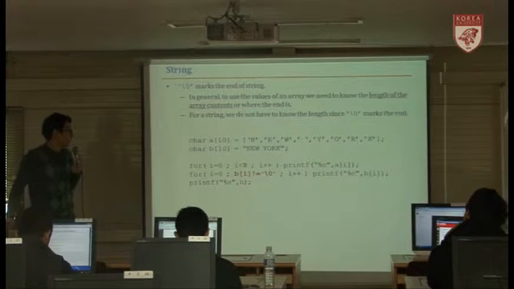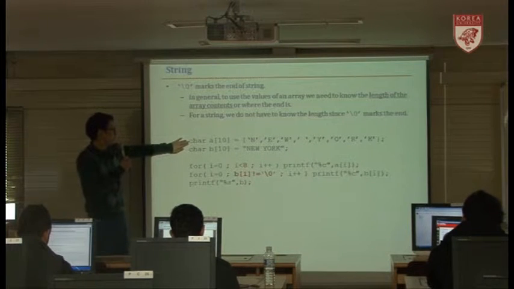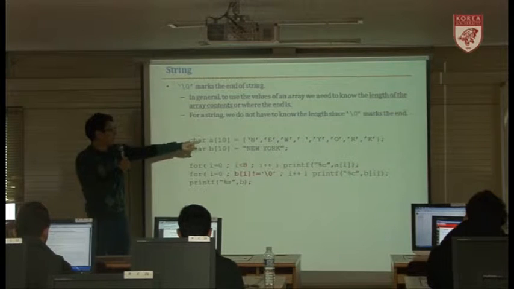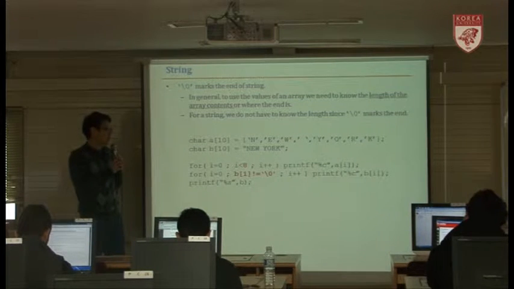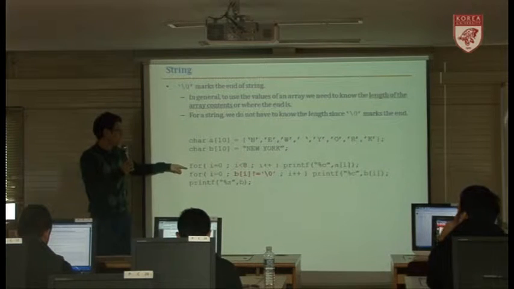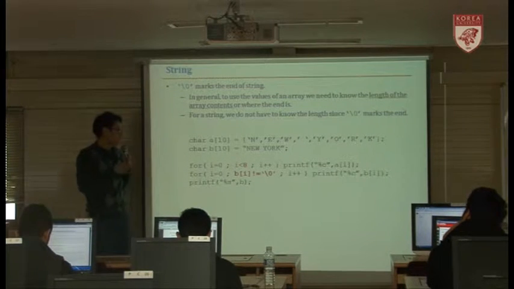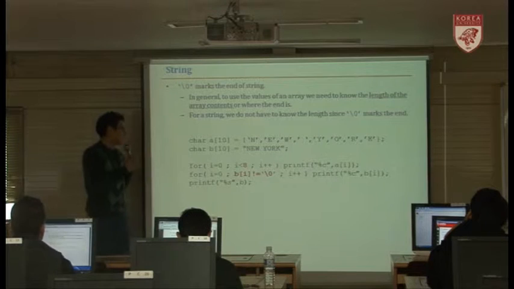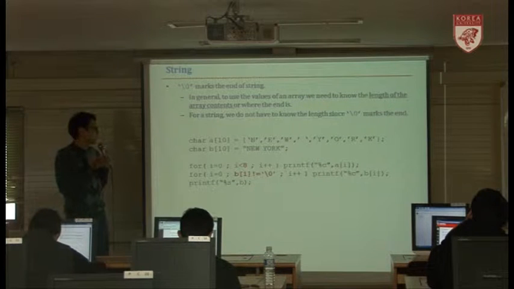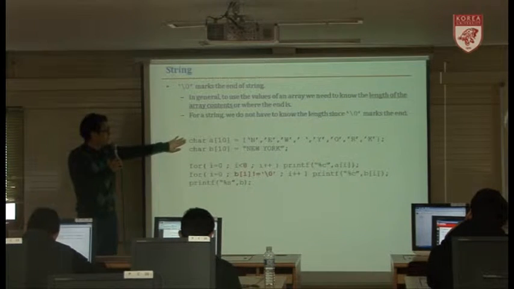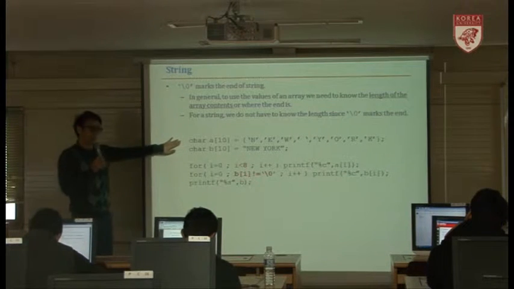If we declare it this way, this is a normal character array: N, E, W, Y, O, R, K. In order to print out or use the contents of this array a, we should know how many characters it has. For example, to print it out, we should repeat the printing of each element of a 8 times, because 8 is the length of the contents. So we need to know the length of this array of characters. However, it is very inconvenient.